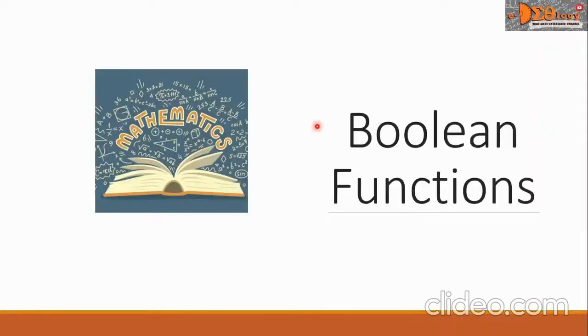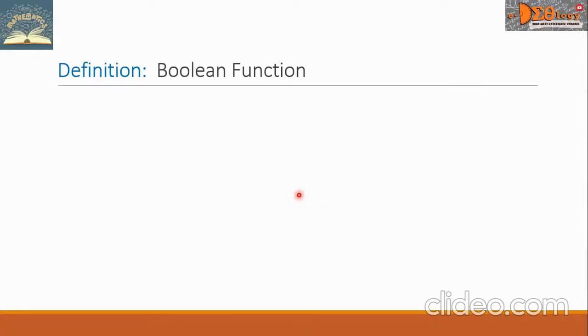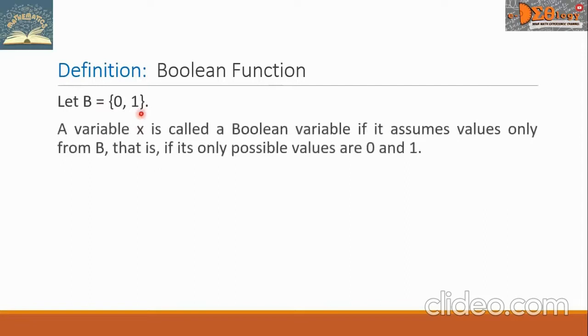Today, we're going to study Boolean functions. Let us define Boolean function. Let B be a set with elements 0 and 1. A variable x is called a Boolean variable if it assumes values only from B. That is, if its only possible values are 0 and 1.